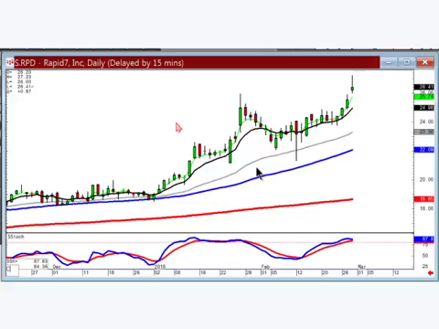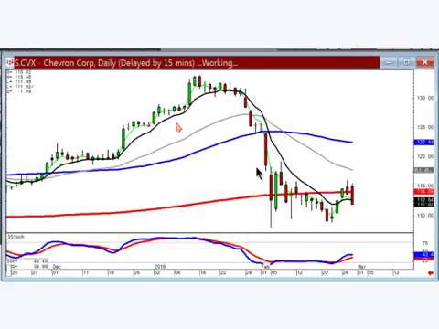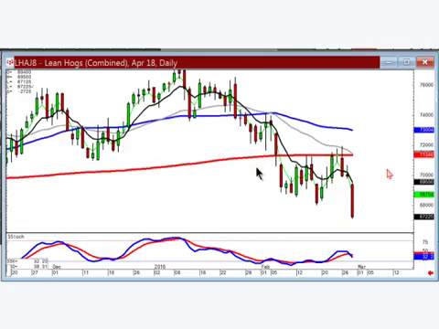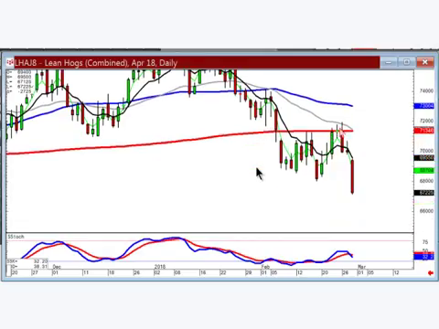CVX, nothing there. Let's see, what was the other one that shorted hogs over the last couple of days. Because notice where the evening star signal occurred. Right smack dab off the 200. And when it opened lower today, what was it creating? There was your bearish McMuffin. So we're still short until we see a buy signal.